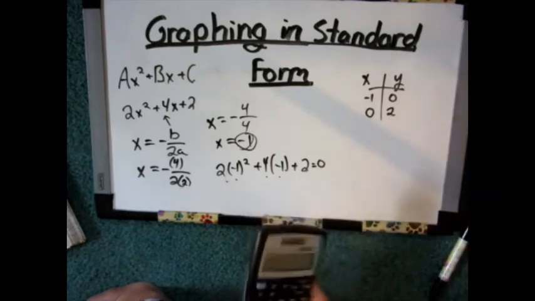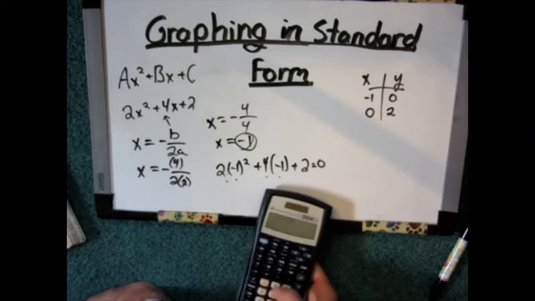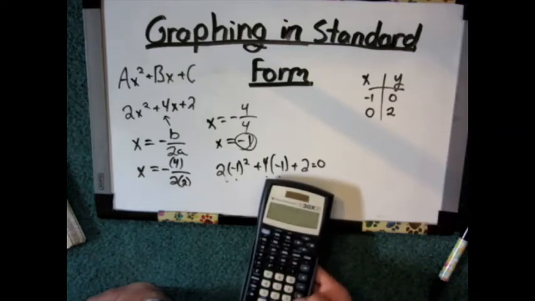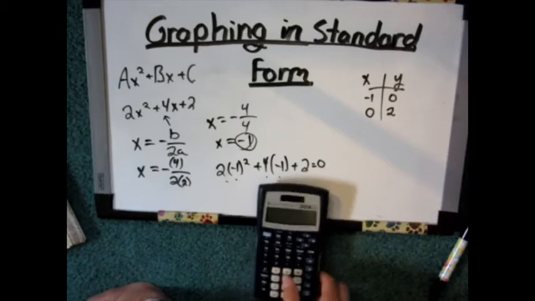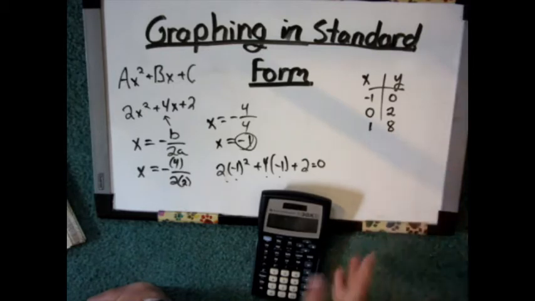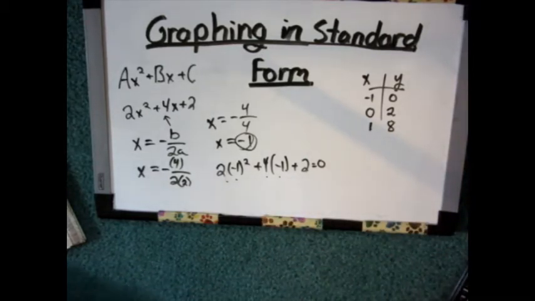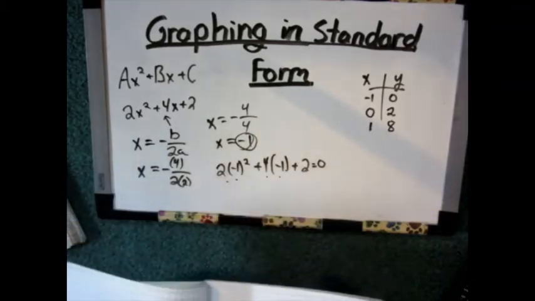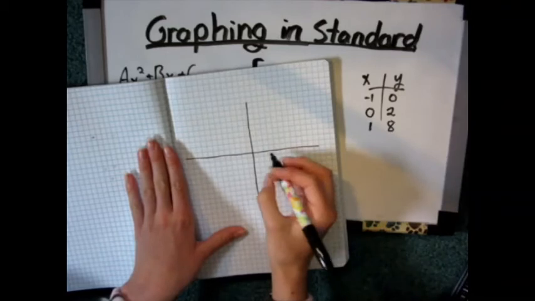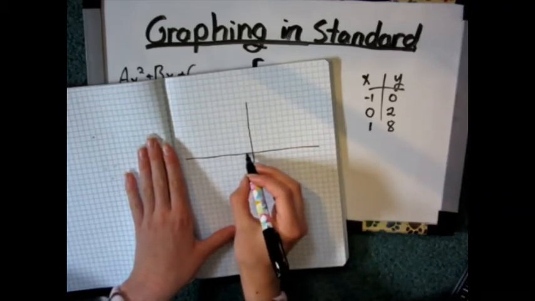Then I'll start plugging in 1. And you get 8. And I'm just going to start graphing with those points. You can go further to get a more extensive graph, of course, but for this purpose, this is all that I'm going to use.